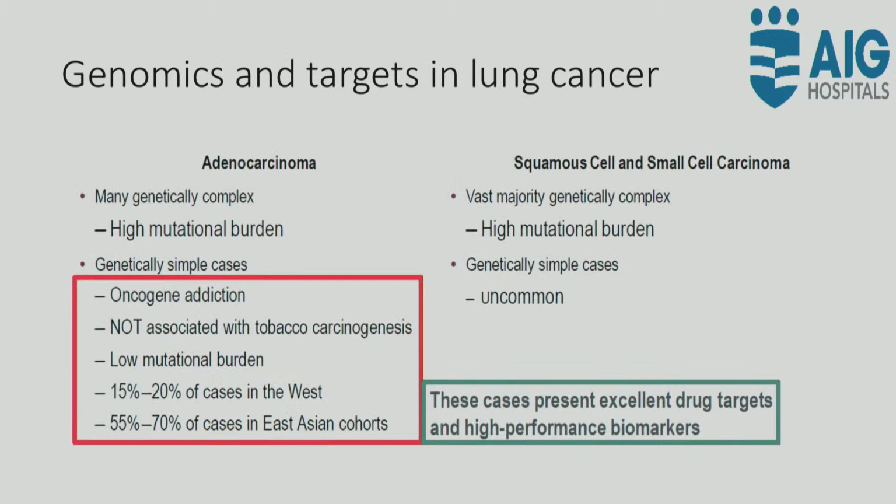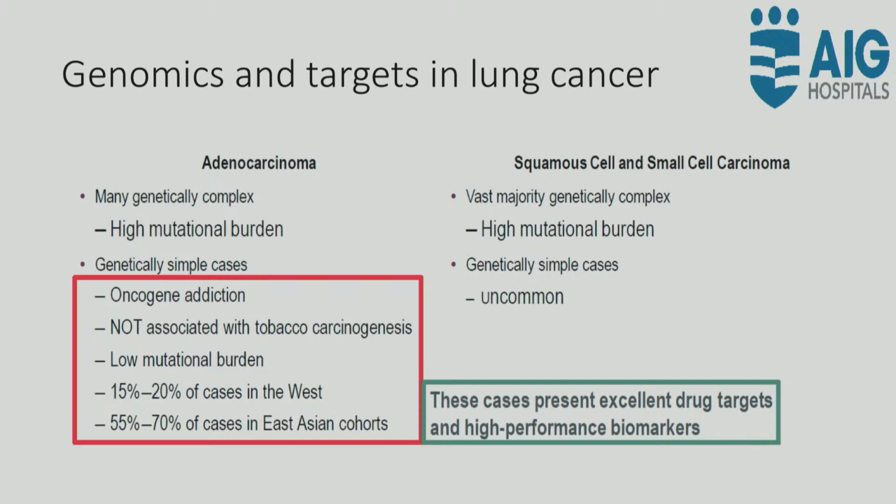Now, if you look at the genomics or the targets that we have in lung cancer, the basic histological differentiation as adenocarcinoma, squamous cell carcinoma, and small cell carcinoma is gold standard even today. But what is important is that a subset of these adenocarcinomas are genetically simple. When I say simple, it means that there is this oncogene addiction or a driver addiction of the cancer. So the cancer cells are addicted to that particular driver. This is quite commonly seen in around 55 to 70% of the East Asian population. Very relevant to our population, our Indian scenario.